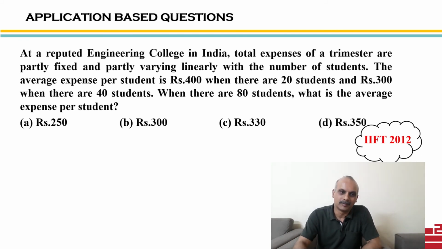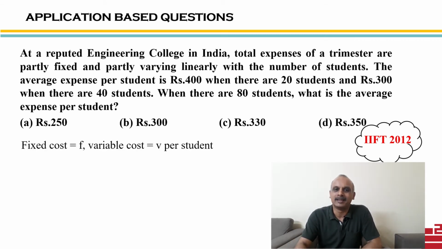Okay, let's proceed. Now this is an actual IFT problem. In this, we are to deal with fixed and variable expenses. Let us say the fixed cost in this situation is, say, small f, and the variable cost is V per student. That means if the number of students varies, the variable cost will change, but the fixed cost will not change. Now it says that when there are 20 students, the per head cost is 400 rupees.